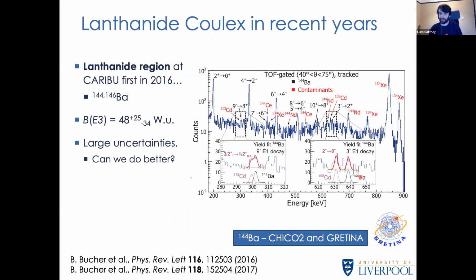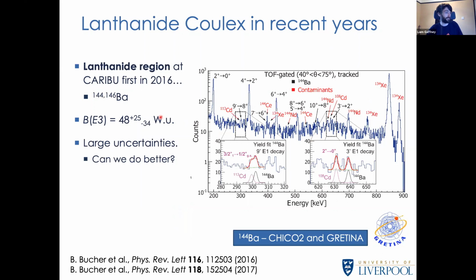So, as I said, experimental efforts have also been going on, and first to make the measurement were the team at Argonne National Laboratory, using Chico and Gretina, and beams produced by CARIBU, the spontaneous fission source there. They were able to measure 144 and 146 barium using Coulomb excitation. And this is the spectrum that they were able to observe.